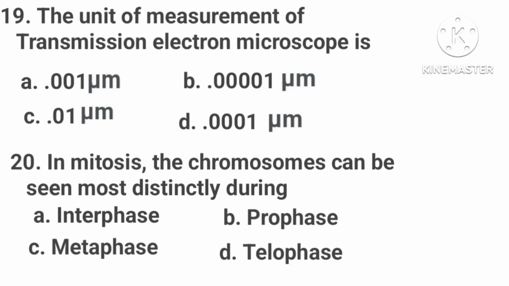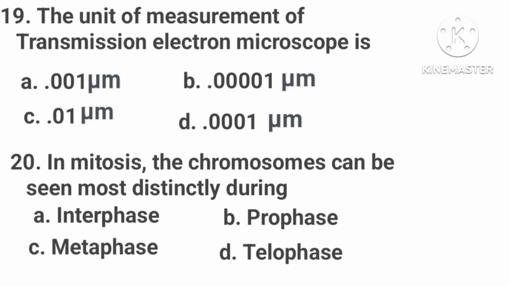Next one. The unit of measurement of transmission electron microscope is option A 0.001 mu m, option B 0.00001 mu m, option C 0.01 mu m, option D 0.0001 mu m. The correct answer is option A 0.001 mu m.